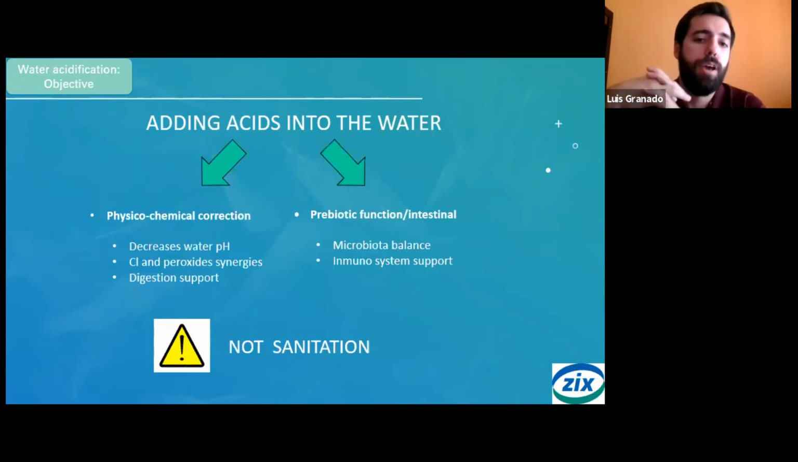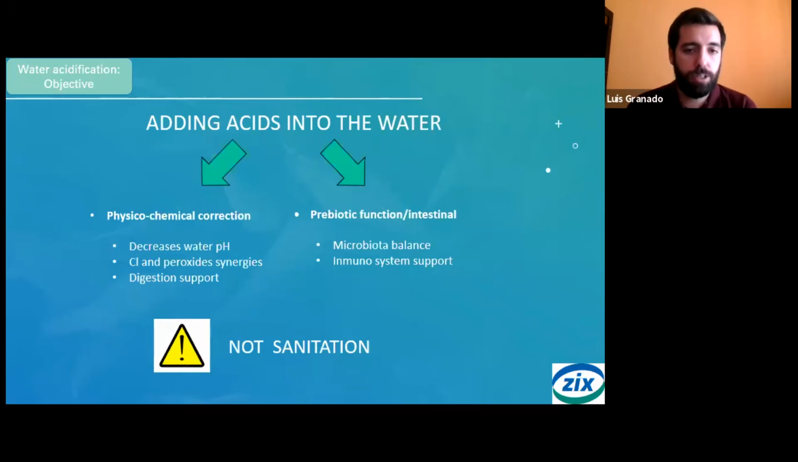But secondly, if our objective is different and we are looking for an improved digestive health, balancing the microbiota, and even boosting the immune system, that will be a completely different thing from what I said, the physicochemical correction, and the strategy to follow will also be different.